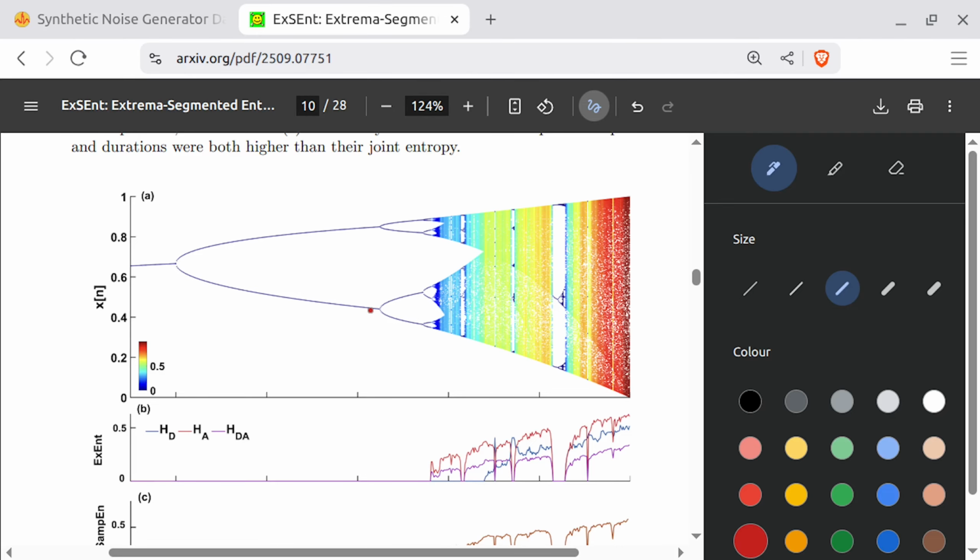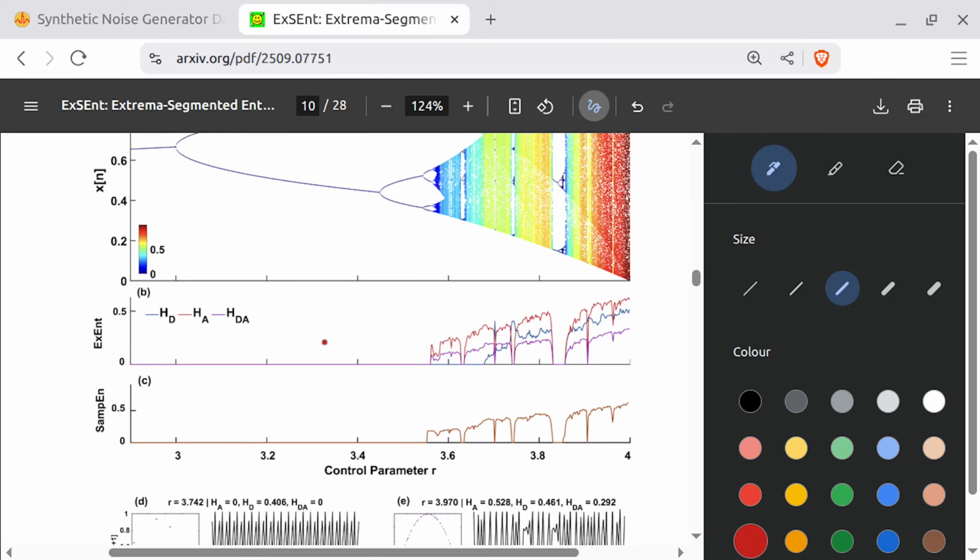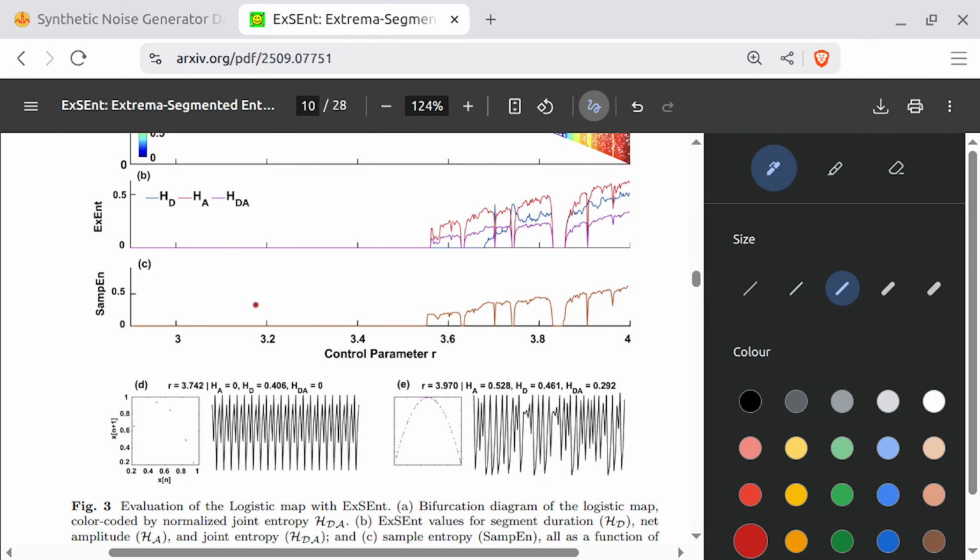Figure 3 evaluates the logistic map using ExSEnt. Panel A shows a bifurcation diagram of the logistic map, color-coded by normalized joint entropy. Panel B displays the ExSEnt measures for segment duration, net amplitude, and joint entropy. Panel C shows the SampEn metric. All of these are presented as functions of the control parameter R.